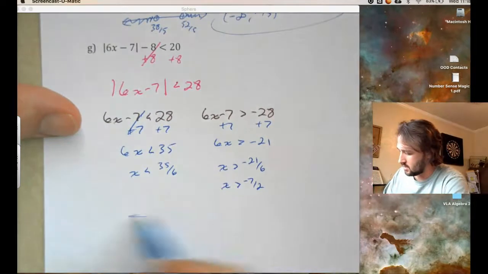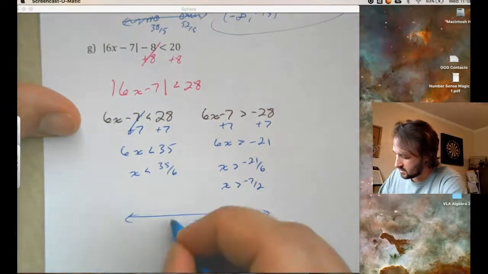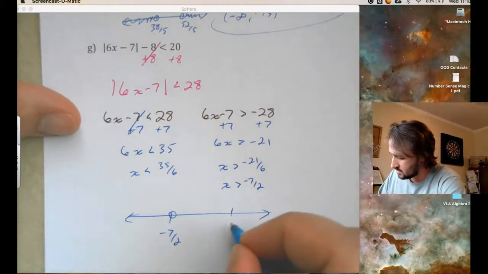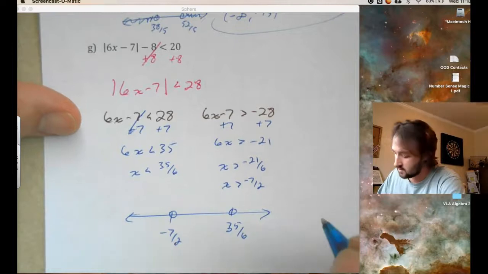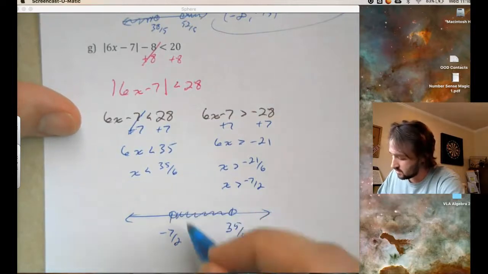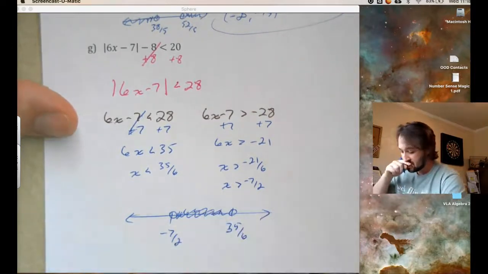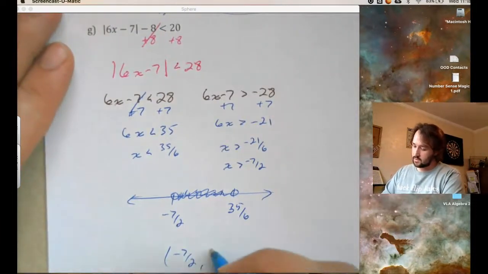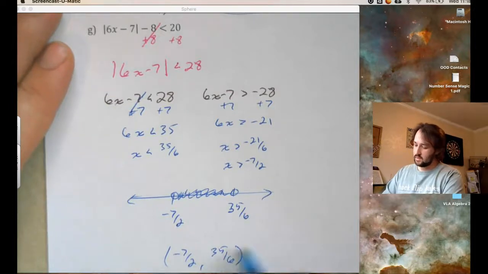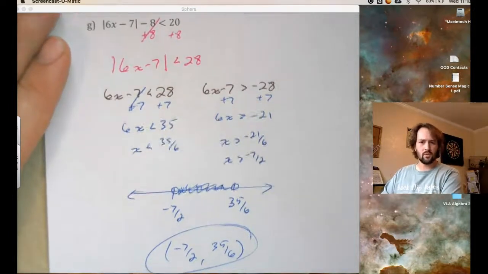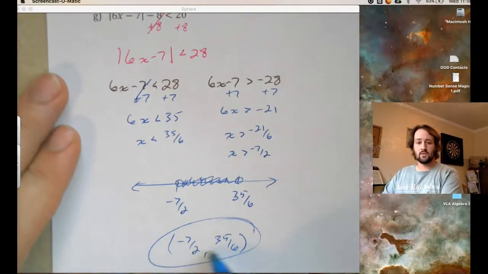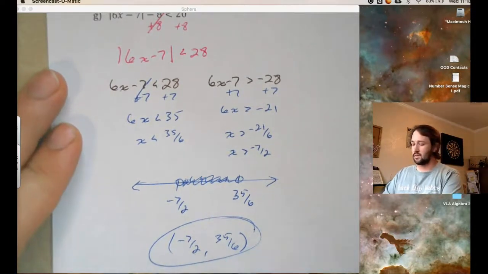All right, so then draw a number line. So I'm greater than negative 7 over 2, not equal to, so open circle, and less than 35 over 6. So open circle there as well. So I'm in the middle of this. I'm greater than that, less than that, so in between both of them. All right, so it looks like I'm going from negative 7 over 2 to 35 over 6, and there is my solution set, everything in between.